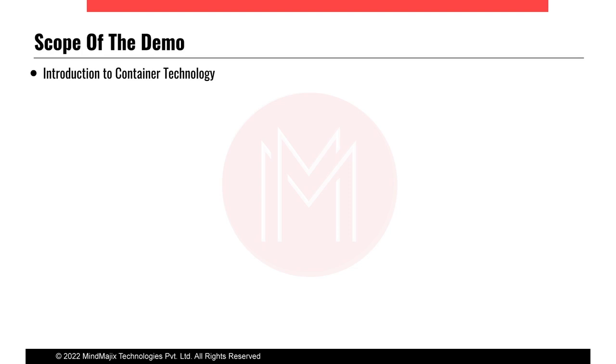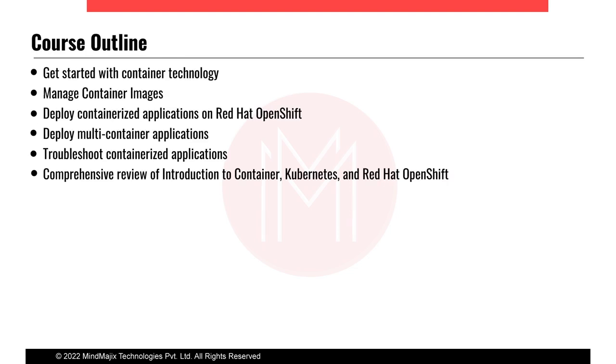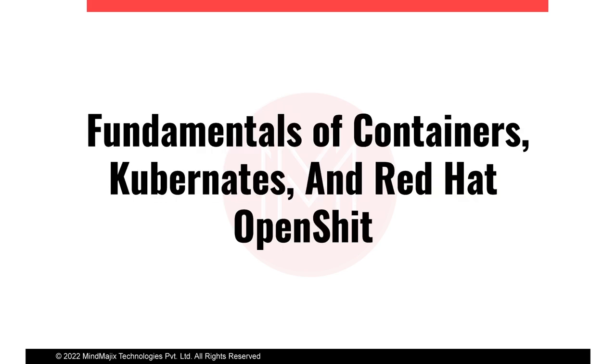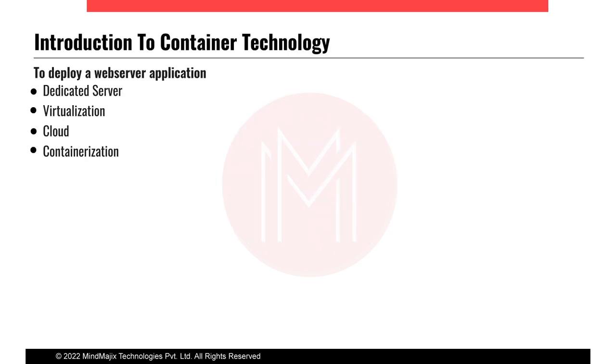The scope of the demo is that we will introduce container technology and learn the basics of it. So this is the course outline of the whole OpenShift course. We'll start with container technology and its basics today. First, we are going to cover the fundamentals of containers, Kubernetes, and OpenShift. And today we'll have the introduction to container technology.